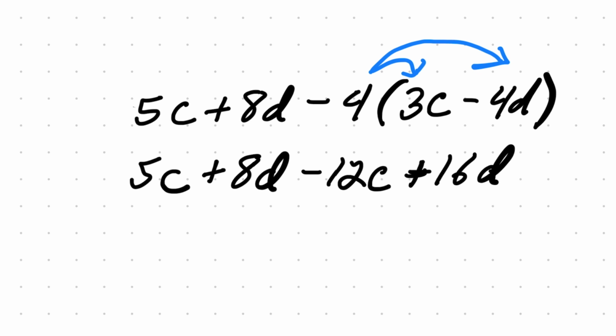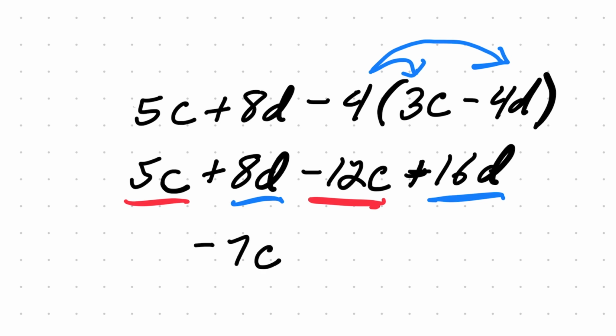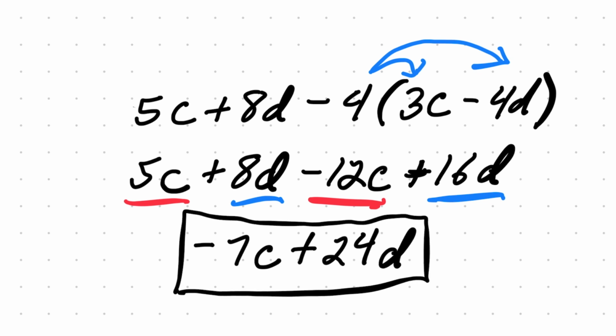Okay, now you have like terms. You have the 5c and the negative 12c, and you have 8d and 16d. So you're going to combine those. When you combine the 5c and the negative 12c, it gives you negative 7c because you keep the sign of the bigger absolute value. And then you combine the 8d and the 16d, you're going to add because they're both positive. So you're going to get 24d. And that's all you can do here. This will be your final answer. You cannot add those because they're not like terms.